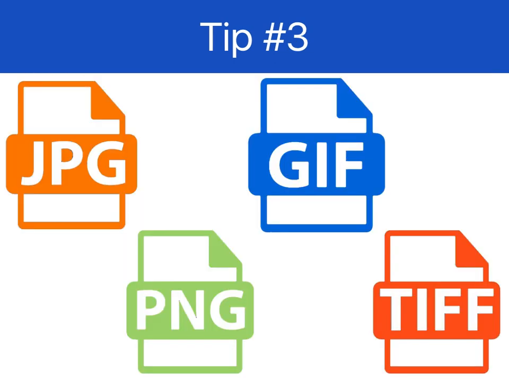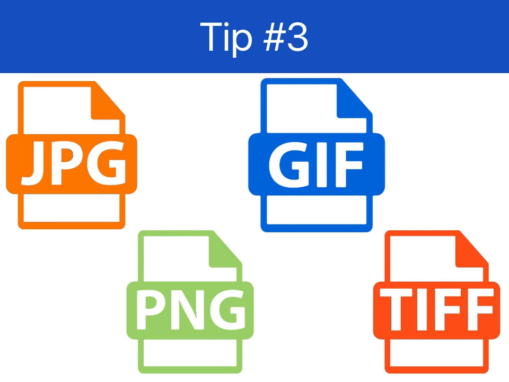The third tip is to optimize your product image with the right image file format. There are 4 common types, as you can see here, that are required and allowed by Amazon. So JPEG, PNG, GIF, and TIFF format.